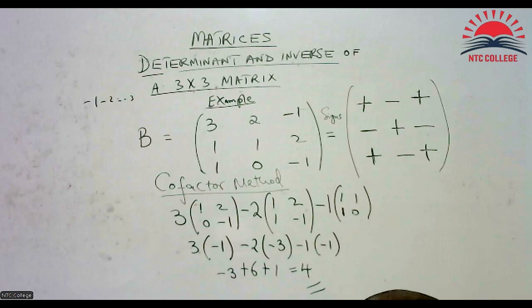And again, we are going to use the same matrix to explain how to go about the inverse of a 3 by 3 matrix. That's why the cofactor method is important. Anyway, you will understand why I'm saying that. Inverse of a 3 by 3 matrix.